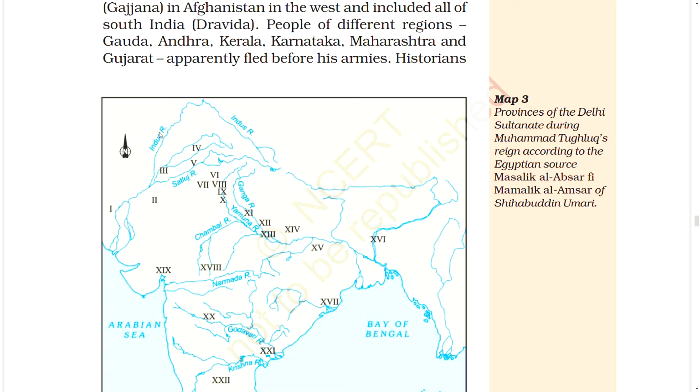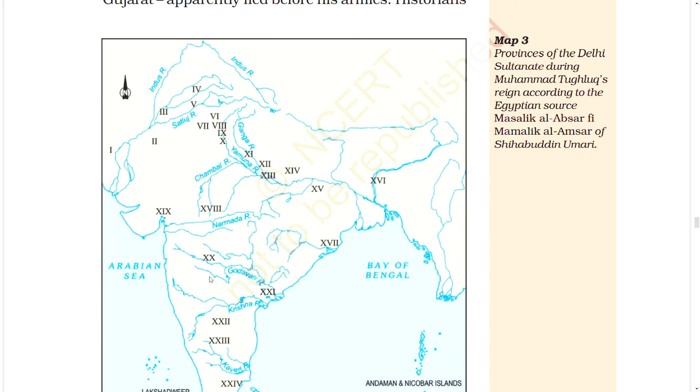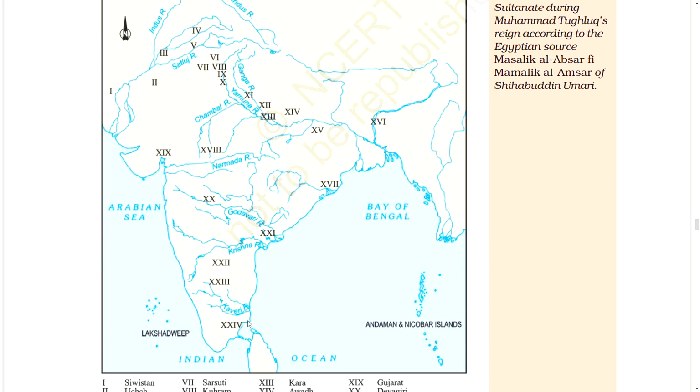The map also shows rivers and seas: Satluj River, Ganga River, Jamuna River, Chambal River, Narmada River, Godavari River, Krishna River, Kaveri River, Arabian Sea, Bay of Bengal, Indian Ocean, Lakshadweep, Andaman and Nicobar Islands.